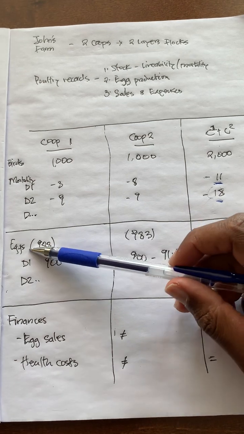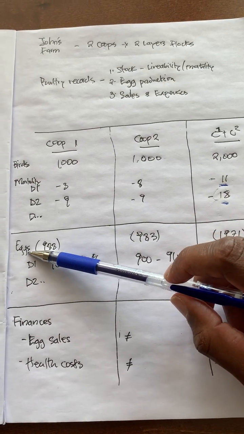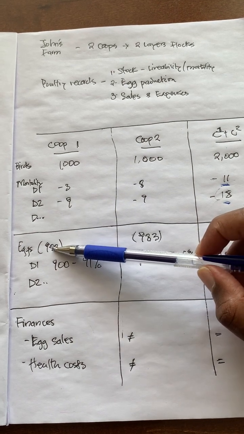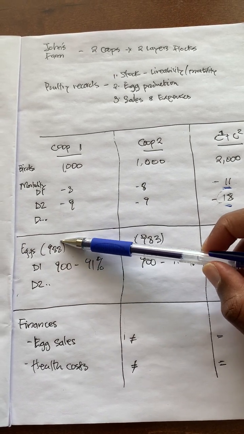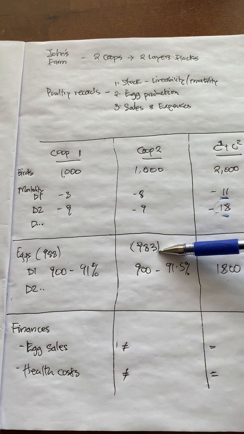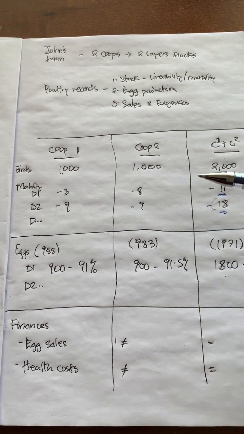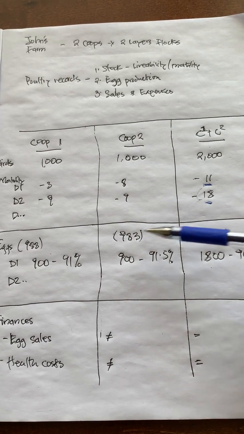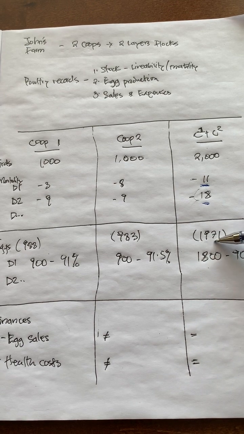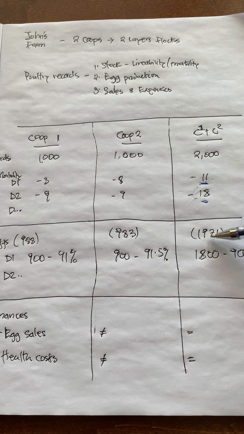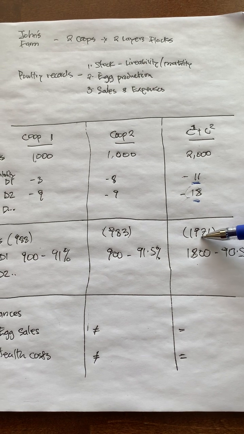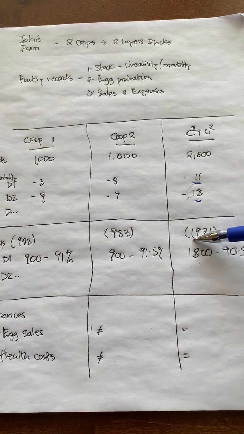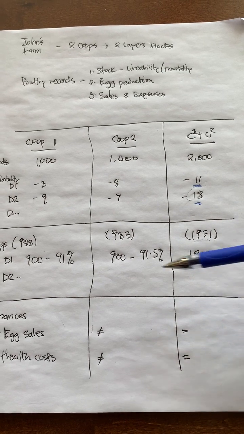Now let's look at egg production. So just from this simple data, the stock of birds, we have 988. I hope I'm right in that one. And in coop 2 we have 983. Is that the case? Yes, I think so. And then that means in the total, if you're using combined records, it's going to be 1971.